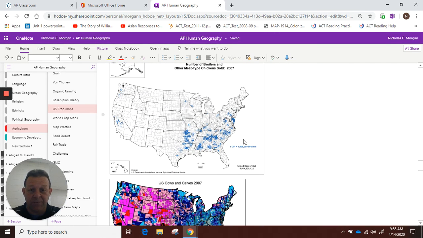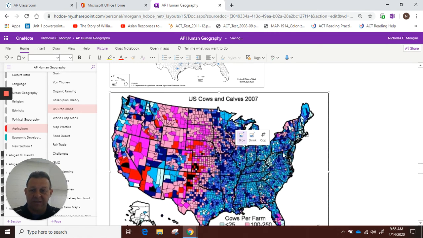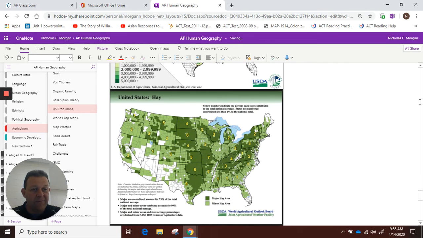Here's another map of chicken production, looks similar. Here's a map of cow and calf density in the United States. Remember, this is predominantly about beef cattle. As you can see, the parts of the country, grain country, livestock ranching in the feed and livestock area. And then we got a few others here.